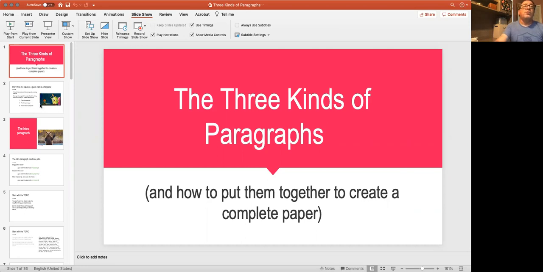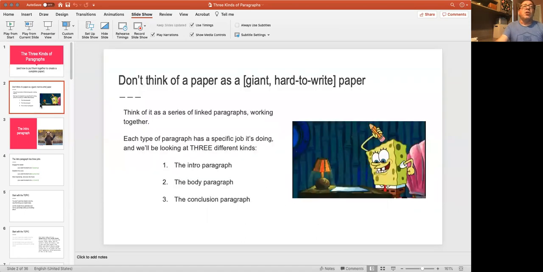which is, importantly, you want to not think of a paper as one single giant hard to write paper. You want to think about this series of linked paragraphs that work together. That makes it much easier in your organization, and it also makes it just easier to write because you're not thinking about, oh, it's 1,500 words, it's going to be so hard, I've got to bring in these sources.